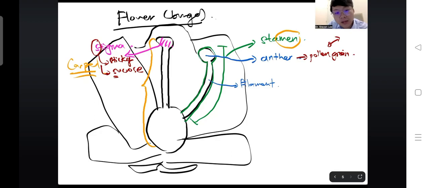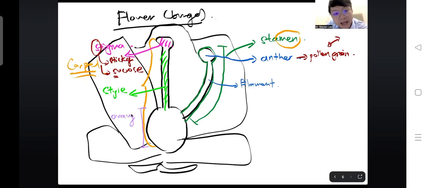Number two, down here, we have something called the style. This part is called the style. In Bahasa Melayu, it's also called stil. The style is basically just like a filament, but its function is to connect the stigma to the ovary. So this part over here is the ovary.